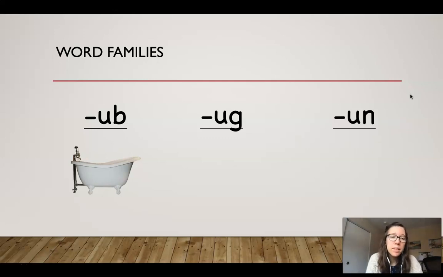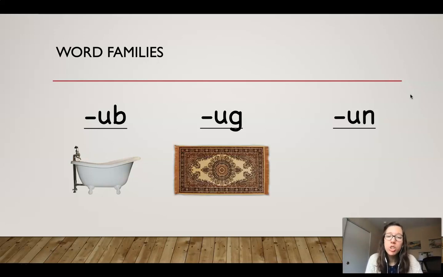The word tub is spelled T-U-B, and since we hear the UB ending, we know it belongs in the UB word family. A word we might find in the UG family is rug. The word rug is spelled R-U-G, and we hear the UG ending, R-U-G, rug. So we know it must belong in the UG family.